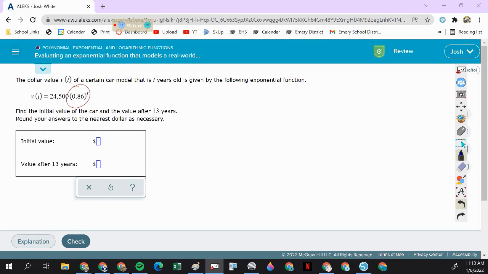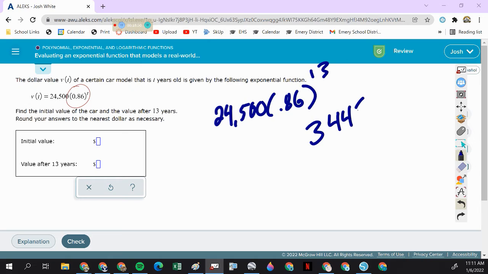So in our equation, we need to plug in 13. So 24,500 times 0.86 to the 13th. Our car, after 13 years, is worth $3,448.